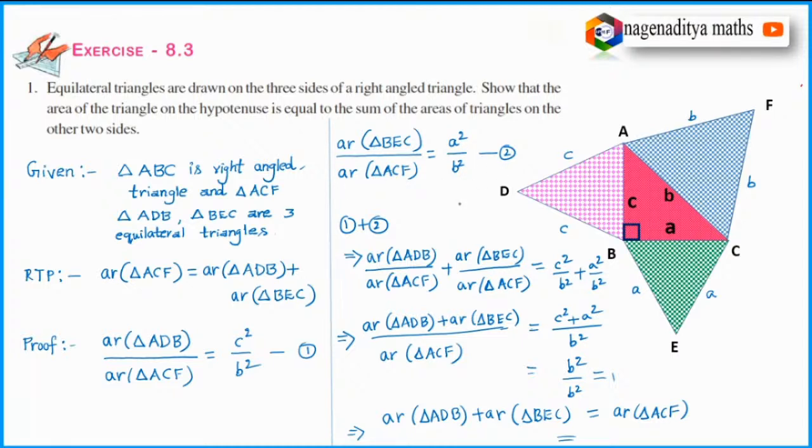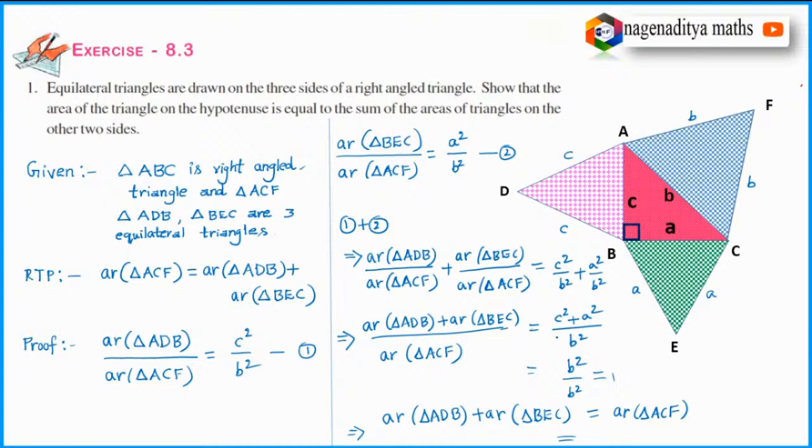This is number 2. So adding 1 and 2, we get area of triangle ADB by area of triangle ACF plus area of triangle BEC by area of triangle ACF is equal to C square by B square plus A square by B square. Taking the common denominator, we have C square plus A square by B square here, and on the left hand side, area of triangle ADB plus area of triangle BEC by area of triangle ACF.